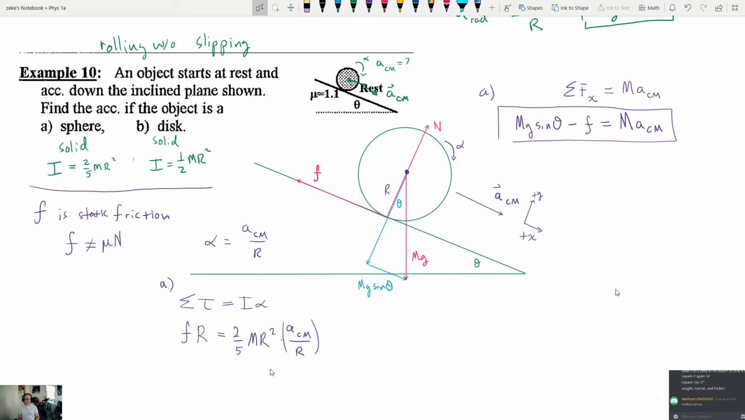And now we can simplify this equation. All of the R's are going to cancel out, and so we're going to get that the friction force is equal to 2/5 times just m a_CM, I think, is all that's left over. And then we can take that and plug it in up there. But before we do that, did anyone have any questions about these three steps right here?